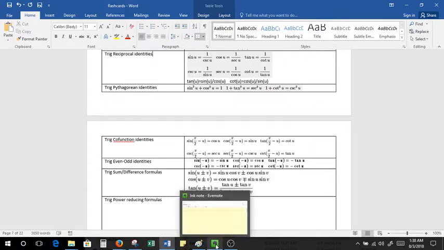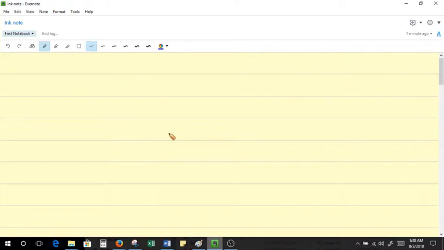So let's take a look at a couple examples, and these are going to be simple. We're not going to go into really difficult ones. I'm going to clarify that I'm not going to write theta or x or whatever over and over again. I'm just going to write the trig operation, because there's no point when we're proving stuff like this.